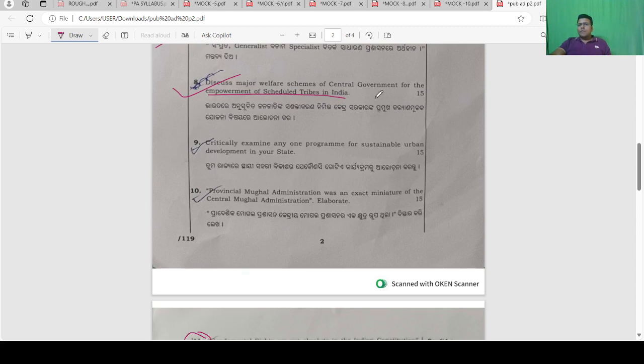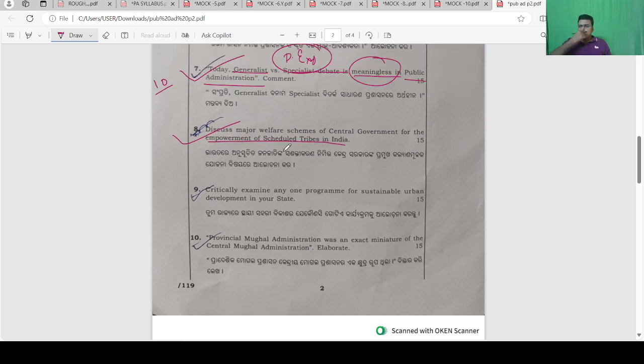Welfare scheme for central government for scheduled tribe. So you need to write that yes, this is scheduled tribe, and scheduled tribe welfare we can link about preamble, constitution, preamble, fundamental right, DPSP. After that, we will write all the institutions that work for welfare of scheduled tribe.